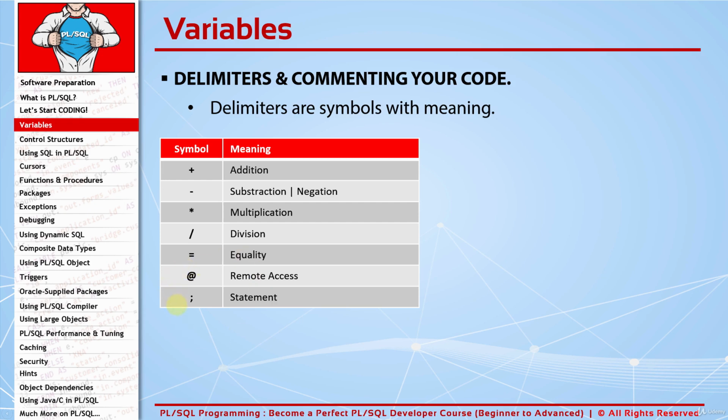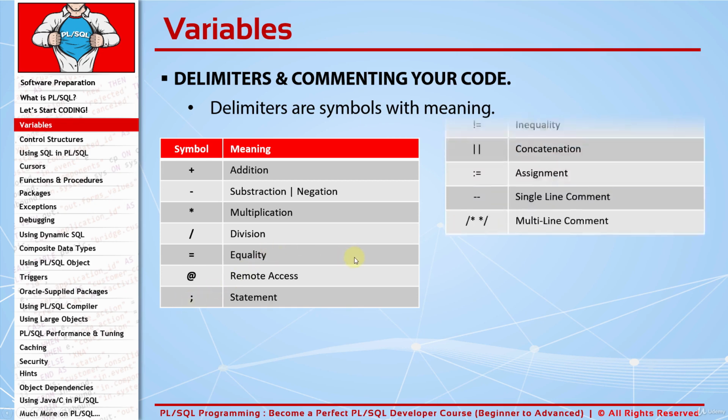Semicolon is the statement terminator. You can divide your code into multiple lines, no problem, but when you add semicolon, that means your statement has finished. Now you will pass to the next statement. I will show that. Let's continue with the compound symbols.